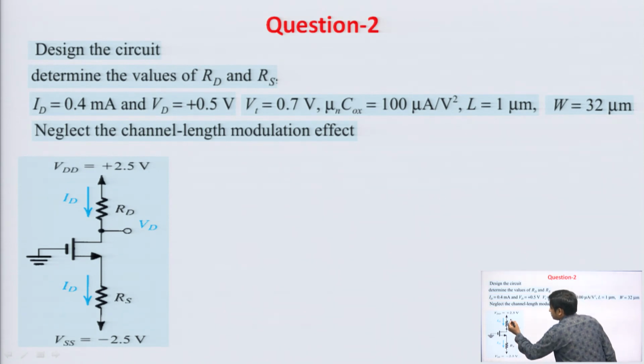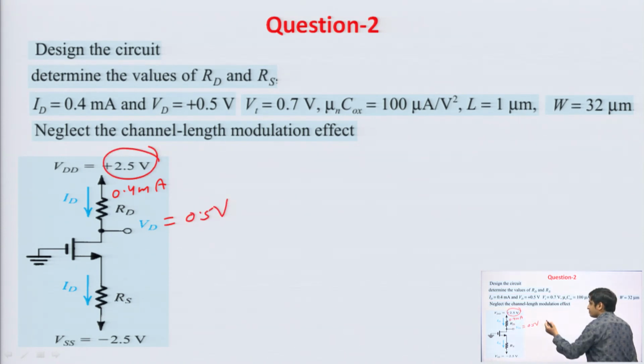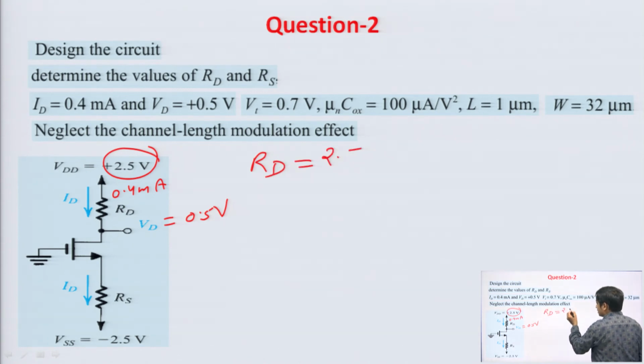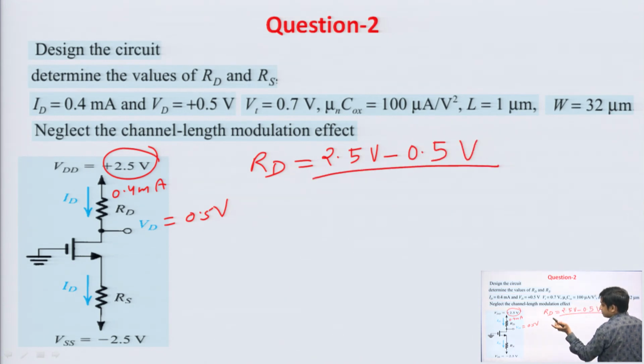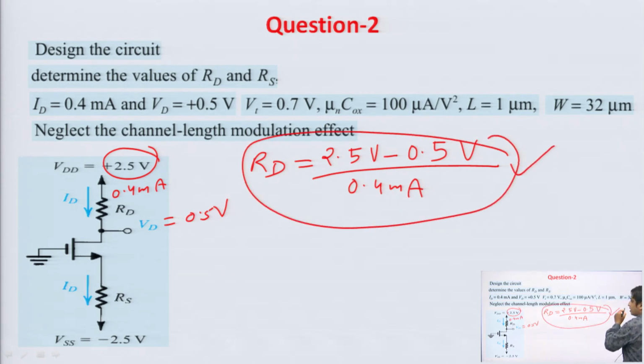Now, just see, ID is given, that is 0.4 milliampere, VD is given 0.5 volt, VDD is plus 2.5 volt. So, it is very simple, the drain resistance RD is equal to the voltage difference, that is 2.5 volt minus VD, that is 0.5 volt, upon the current, 0.4 milliampere. So, just solve it and find out the value of RD.